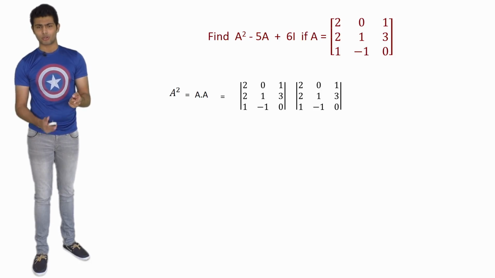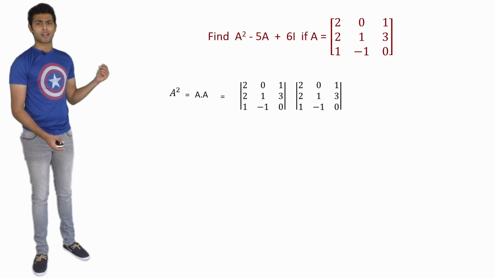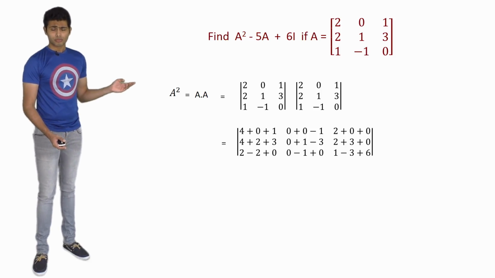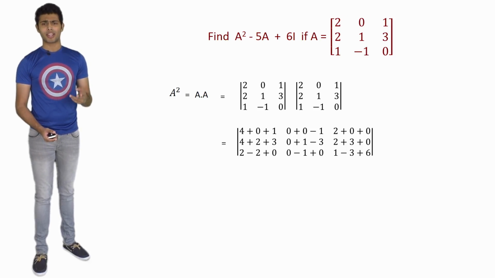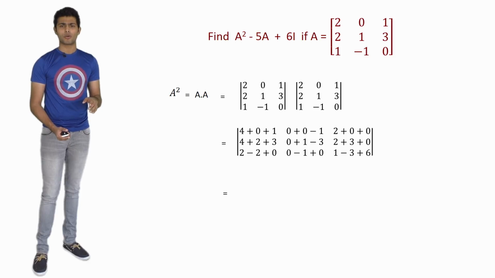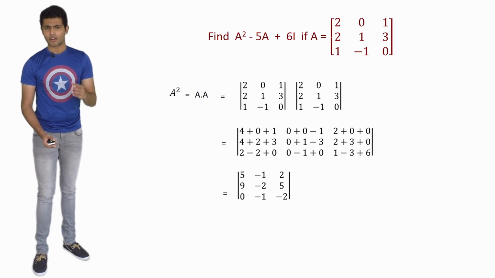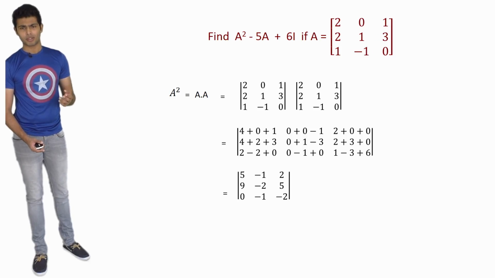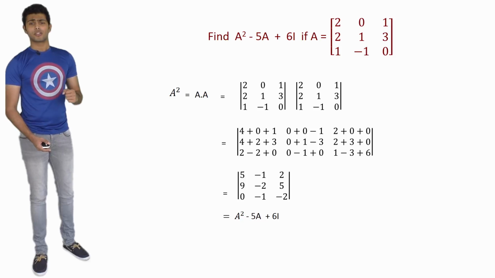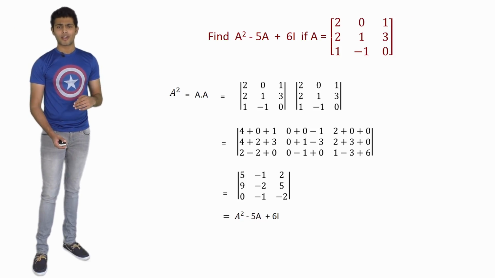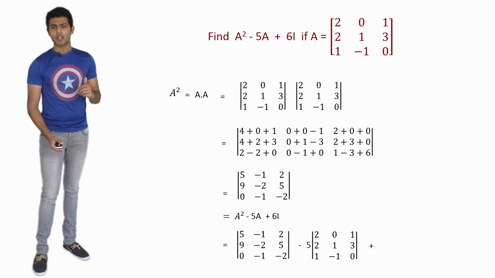So we keep doing this throughout and we get the respective elements, and in the end we're going to end up with a matrix that looks like this. After adding and subtracting, we get the final matrix, which is equal to A squared. Now that we have A squared, we can substitute that in the original expression, A squared minus 5A plus 6I. By substituting all the values here, we get this equation over here.